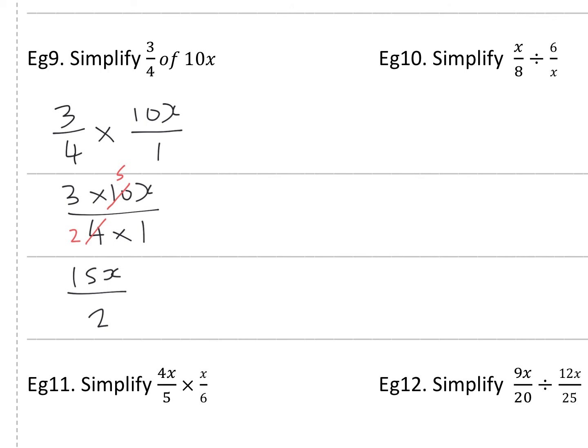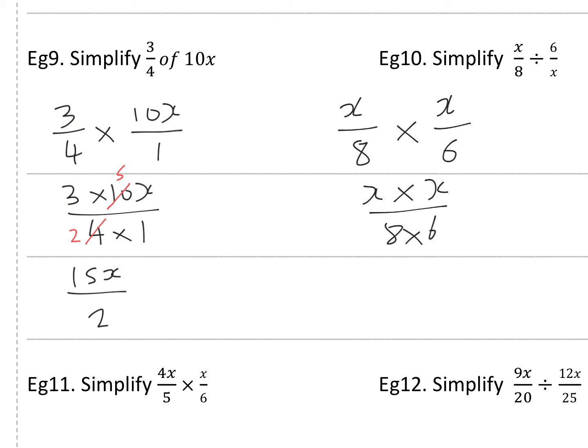Example 10. We've got to simplify x over 8 divided by 6 over x. If we're dividing fractions, we keep the first, we flip the second, and we change the sign. You don't do any simplifying until it's a multiplication. So you shouldn't have simplified at the start there. There is nothing actually common on the top and the bottom.